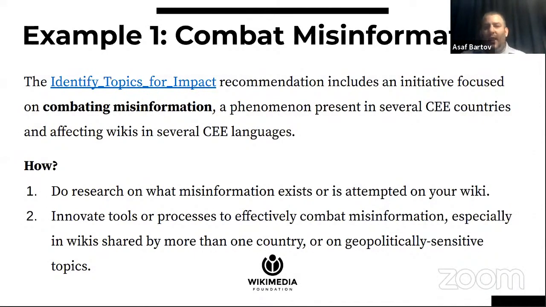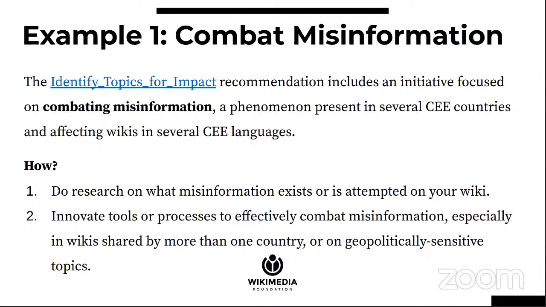But we should also be able to benefit from the perspective, the ideas, the circumstances of how these dynamics of misinformation appear and influence CEE languages, CEE countries, etc. So, okay, how do we do it? What can we actually do? Again, these are just examples. These are examples of concrete steps you could do.